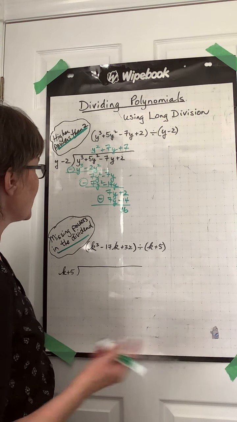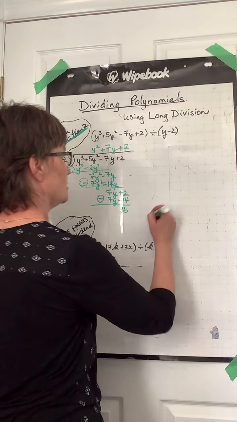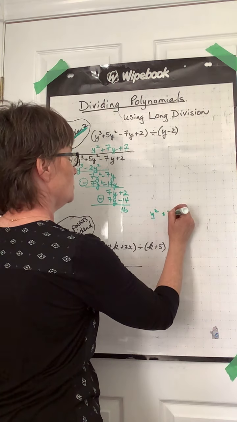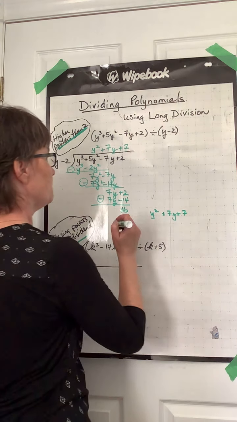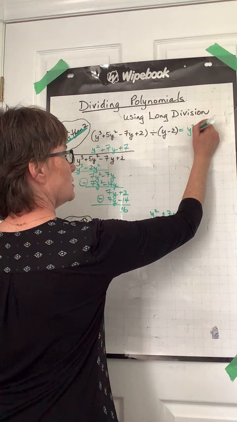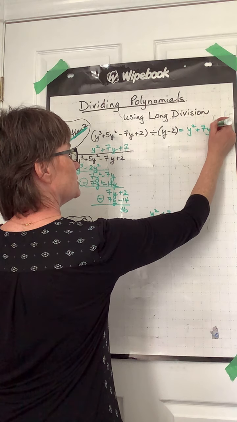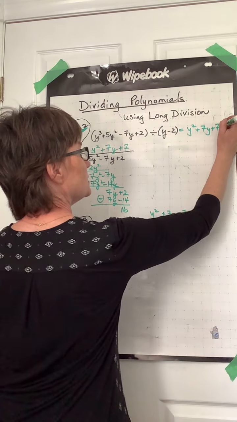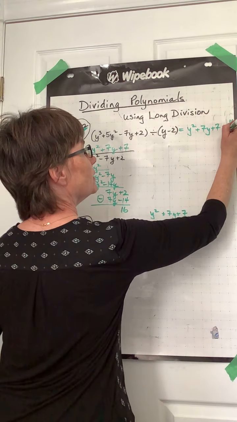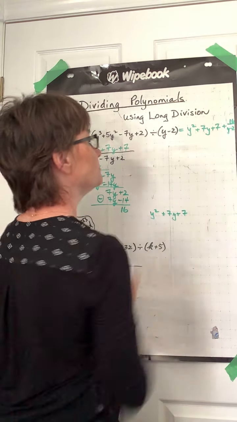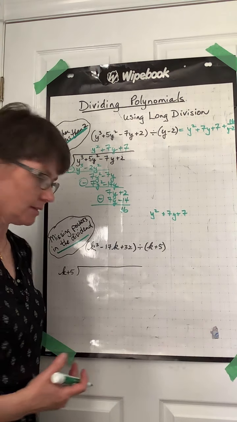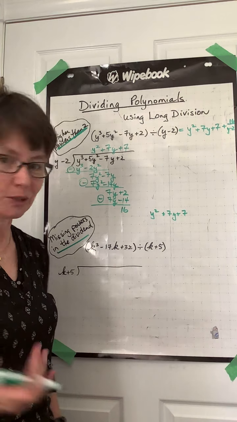All right, so our answer then is y squared plus 7y plus 7. Actually, I'll write it up here. Y squared plus 7y plus 7. And then the 16 is the remainder over what we're dividing by, y minus 2. There's your answer there.